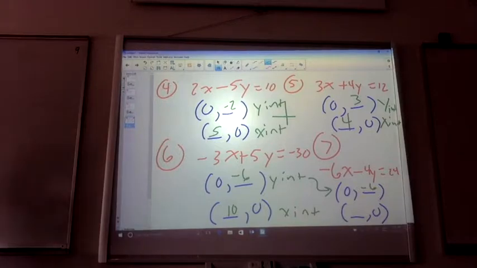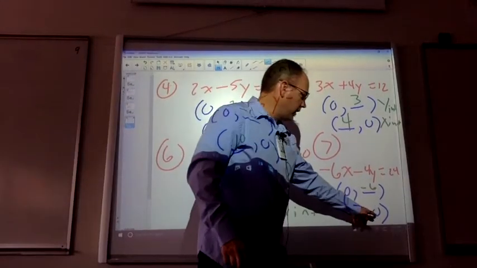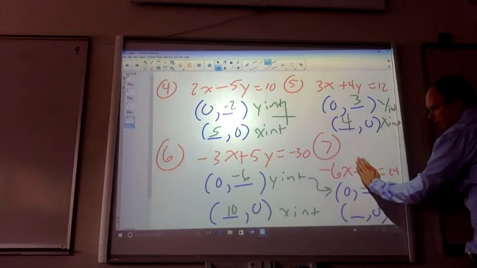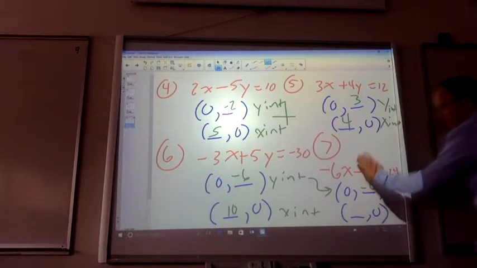And then last one, I have an x and a y value, so I'm going to cover my y value up. Okay, so -6x equals 24. So -6 times what number gives me 24? -4. Good.